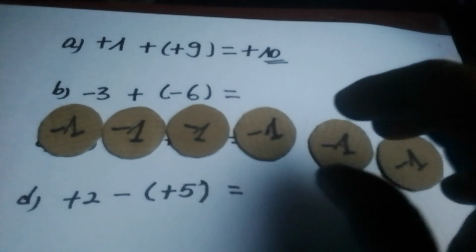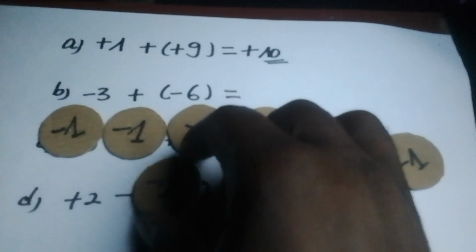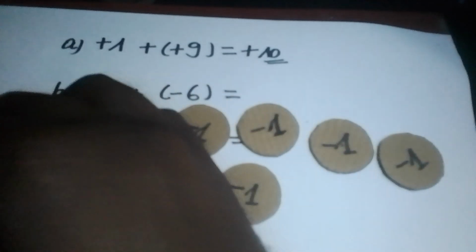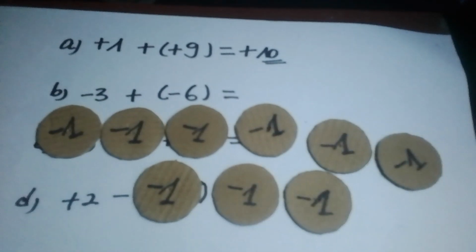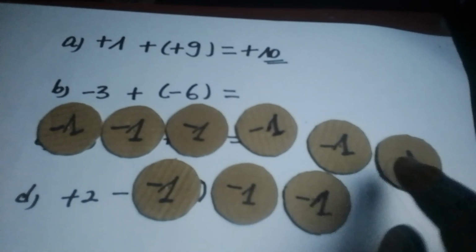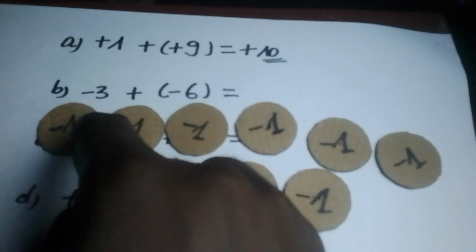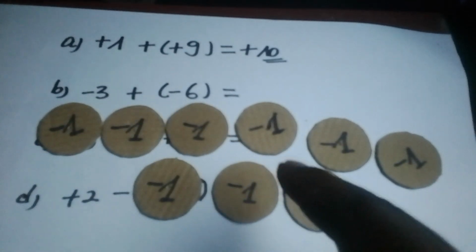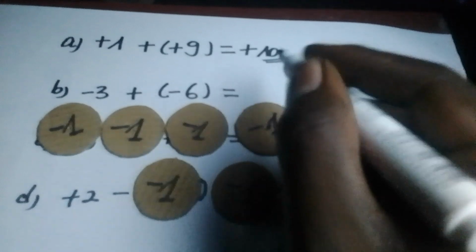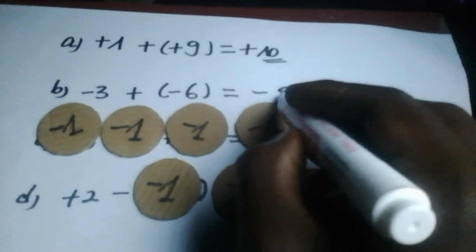1, 2, 3, 4, 5, and 6. If I count them together, I get 1, 2, 3, 4, 5, 6, 7, 8, 9 counters. 9 counters with a negative value. That means the answer here is negative 9.